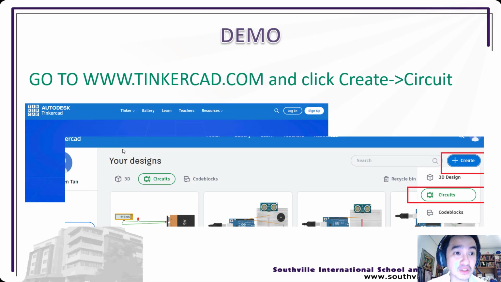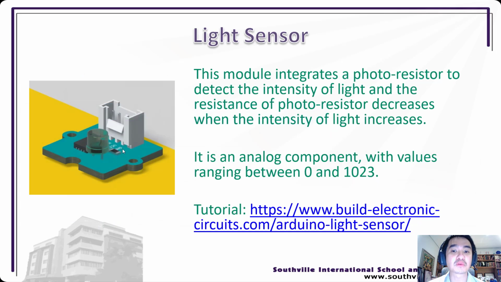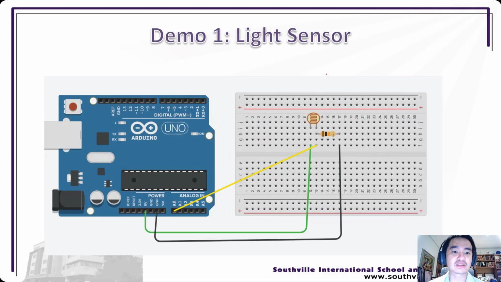So we're going to jump into it. We're going to be creating a circuit that will allow you to do a read. So we're going to be going over a light sensor, using a light sensor, and the tutorial will be from buildelectroniccircuits.com/Arduino light sensor. So a light sensor returns a value from 0 to 1023. Okay, and so this is what we're going to build looks like.